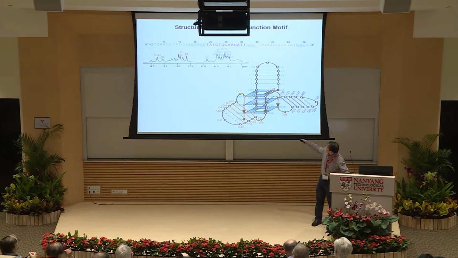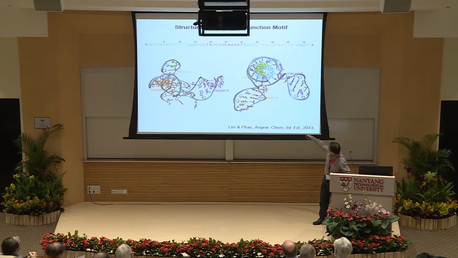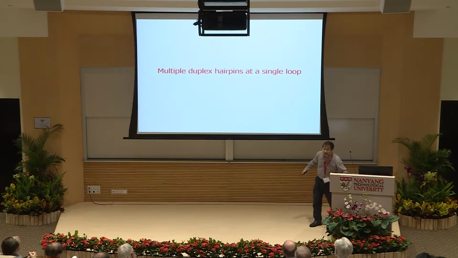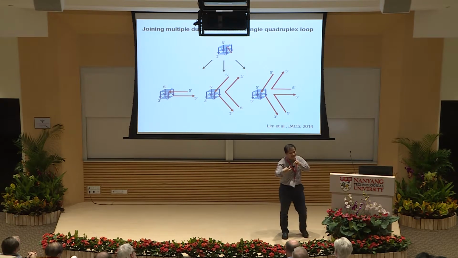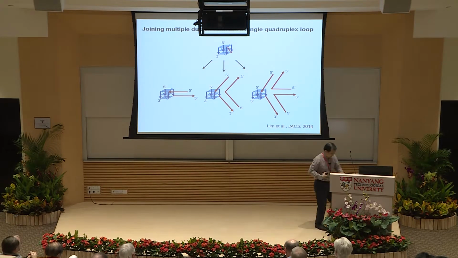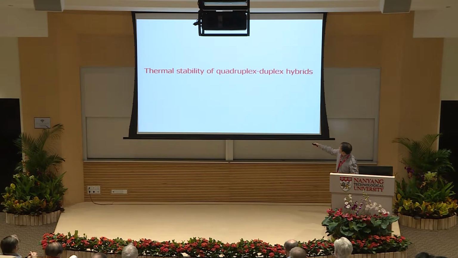You can see the feature in NMR. If you look at the sequence, they don't resemble a quadruplex-forming sequence, but you can have a structure. And then you can also connect multiple duplex hairpins on the same loop. You can look at this in a reverse way, like quadruplex. It's like a four-way junction and you put a quadruplex in one of the arms.